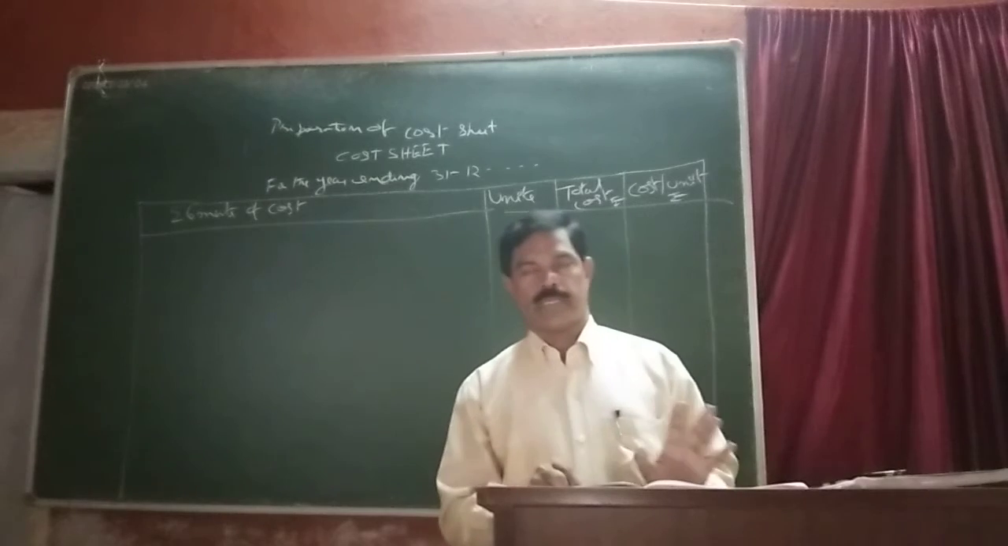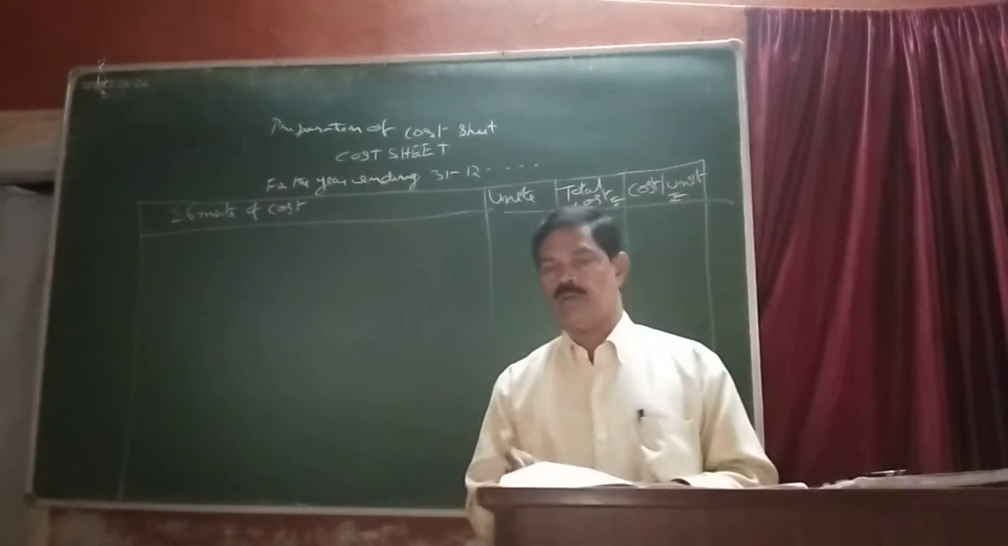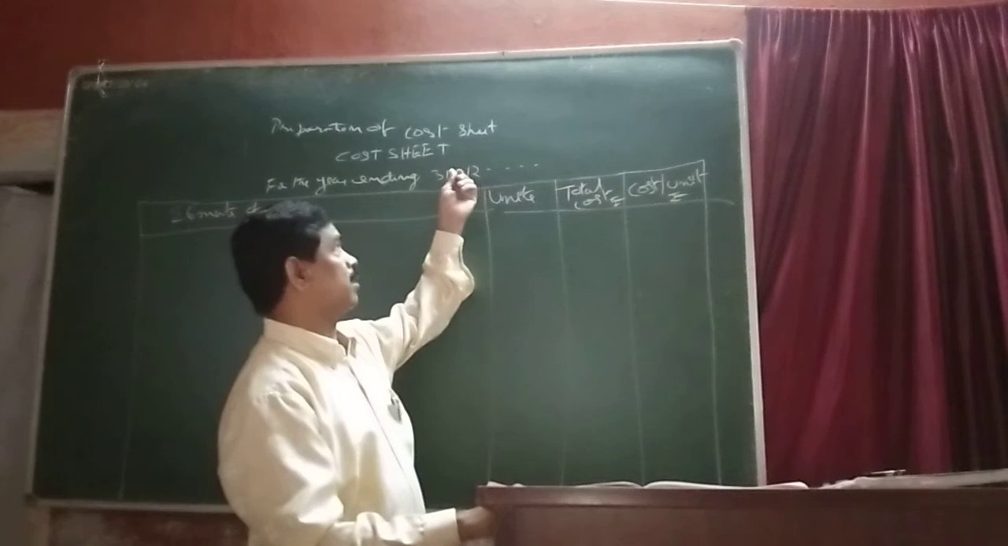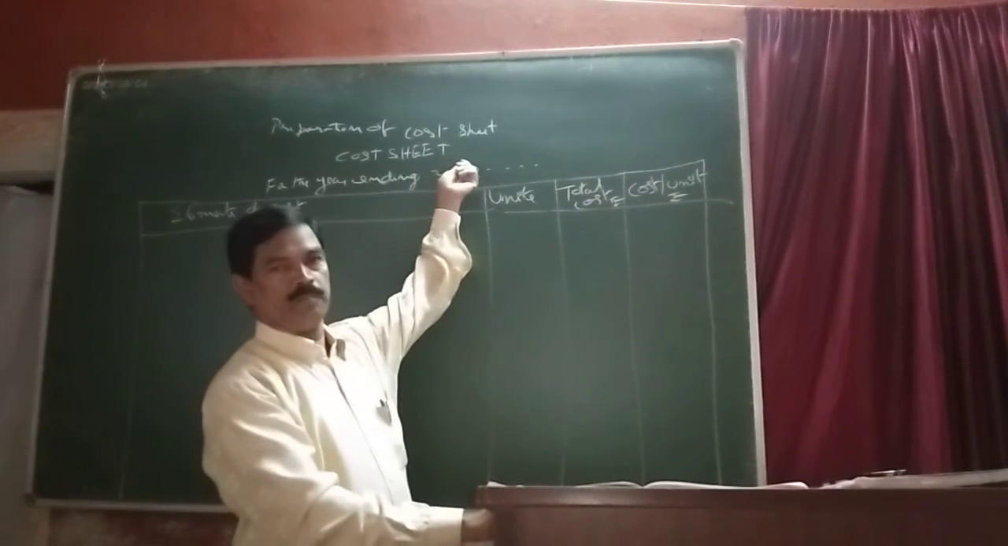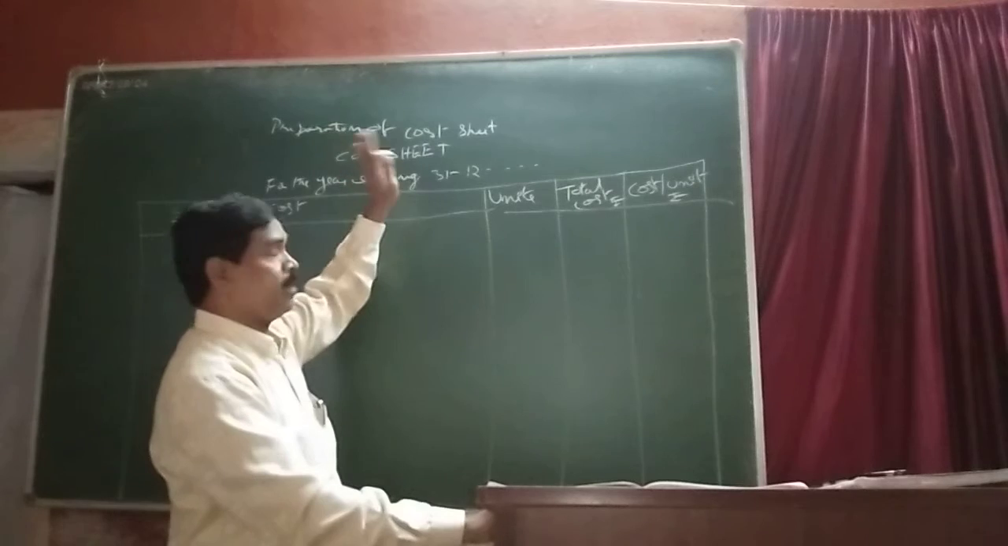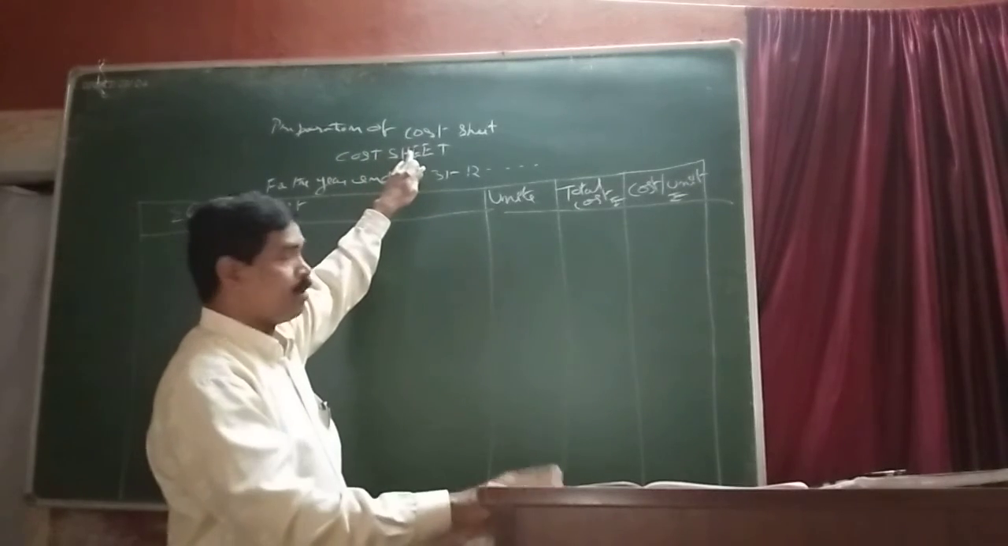Here also the name of the company may be given. When the name of the company is given, we have to write it on the top, that is, XYZ company. After that, here no name is given. After that, you have to write the cost sheet. It is the cost sheet.